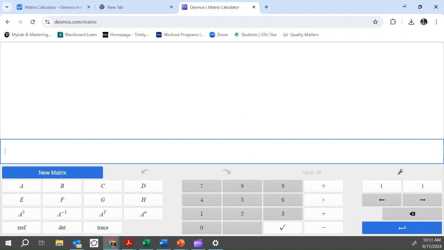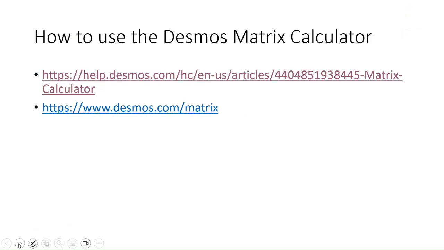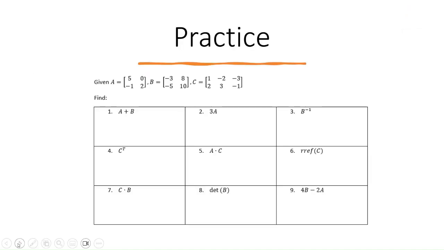Okay, so let me minimize this for just a second so we can see the matrices that we're going to work with. For all of these problems, we're going to work with A, B, and C, 3 different matrices: a 2 by 2 for A, a 2 by 2 for B, and a 2 by 3 for C. Remembering that the dimensions are rows by columns, A is a 2 by 2, 2 rows, 2 columns. C is a 2 by 3, 2 rows, 3 columns.